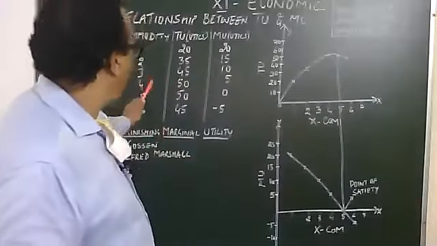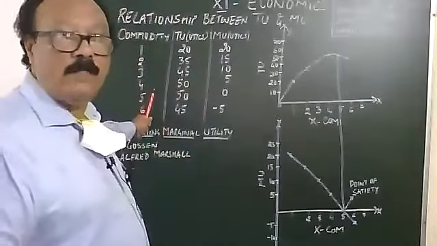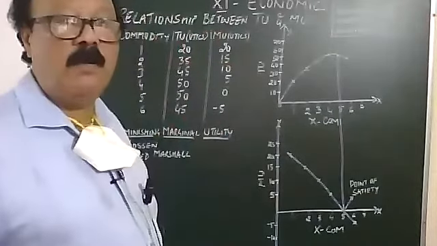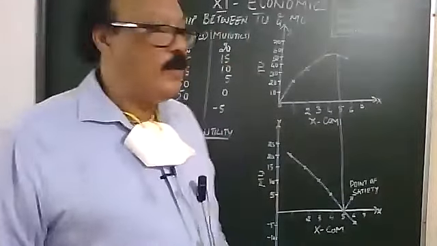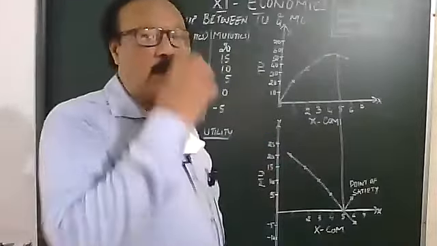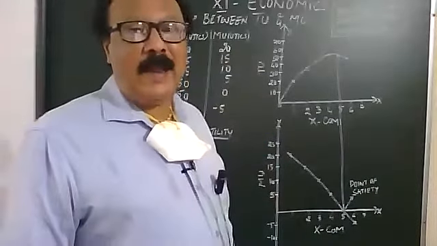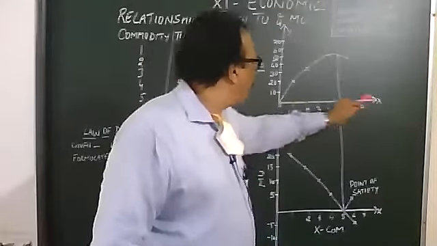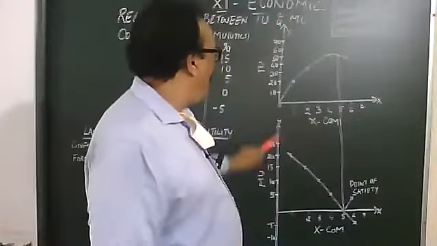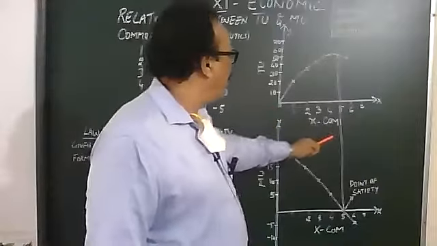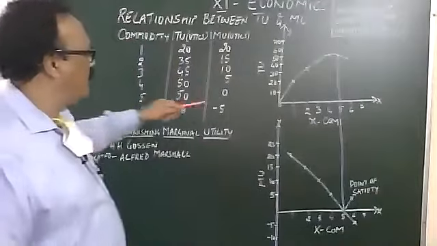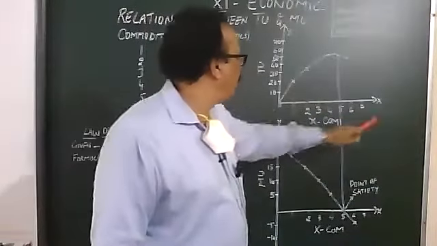Now, the same schedule, this is called a schedule, children. Anything given in a numeric table form is called a schedule. This schedule is now converted into a diagram or a graph. You see, we have the x-axis and we have the y-axis. On the x-axis, I have taken all the commodities, that is the x commodities here, 1, 2, up to 6. So I've got 1 to 7 over here.